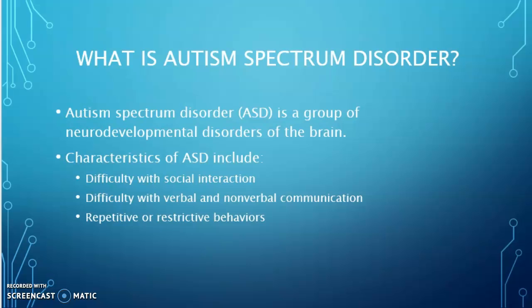Autism spectrum disorder is considered a group of neurodevelopmental disorders of the brain. Characteristics of ASD can include difficulty with social interaction, such as isolation, difficulty with grammar, and taking turns with conversation. It also includes difficulty with verbal and nonverbal communication. Nonverbal communication examples would be difficulty with reading facial expressions and body language. Repetitive or restrictive behaviors are also examples of characteristics of ASD.